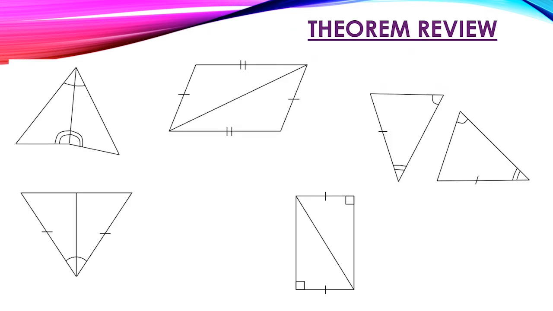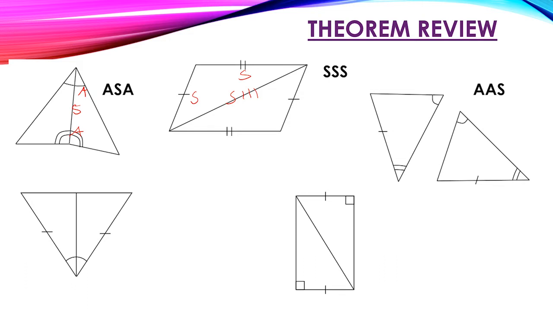So here we have a review of how the triangles look with certain theorems. And so the first one we have is angle side angle, because here we see that we have a pair of congruent angles, congruent sides, that is a reflexive property, and a pair of congruent angles. Next, we have side side side because we have a pair of three congruent sides. So side, side, side. This is the reflexive property as well.